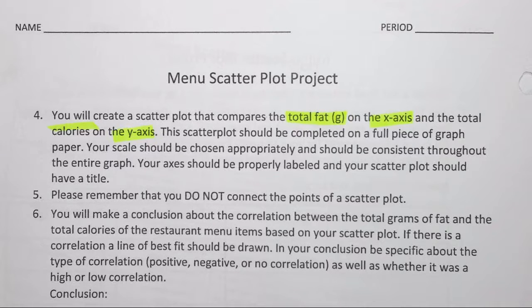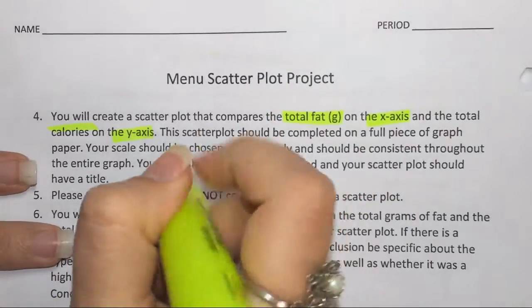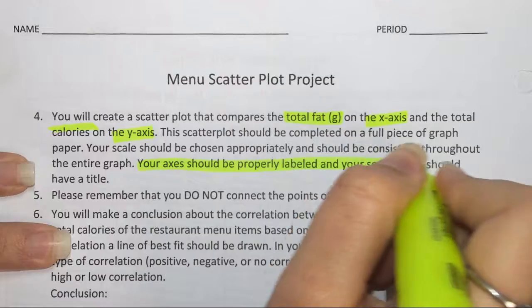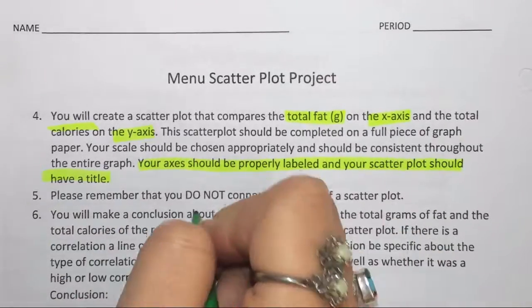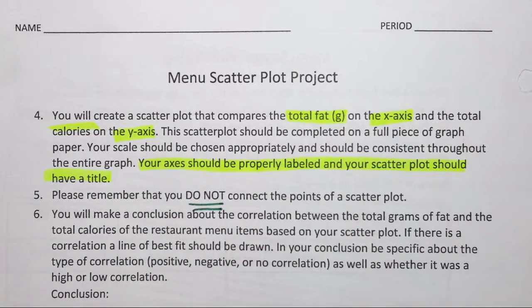Alright, this scatter plot should be completed on a full piece of graph paper. Your scale should be chosen appropriately and should be consistent throughout the entire graph. Your axes should be properly labeled. And your scatter plot should have a title. Your title cannot be McDonald's or Burger King. Remember when we labeled our graphs when we did those LTF things and we were like, money versus whatever for Jan or whatever her name was? You need to be specific in your title. Do not connect the points of a scatter plot.